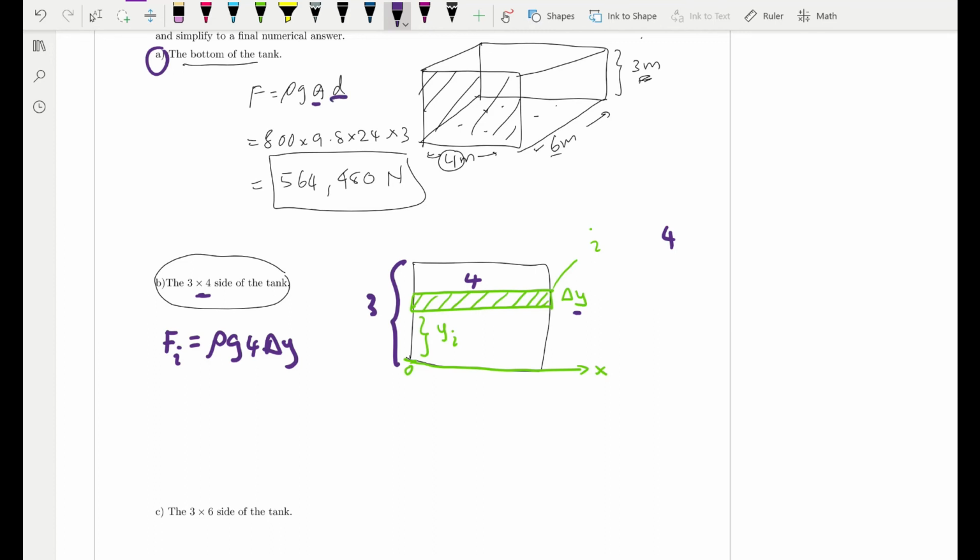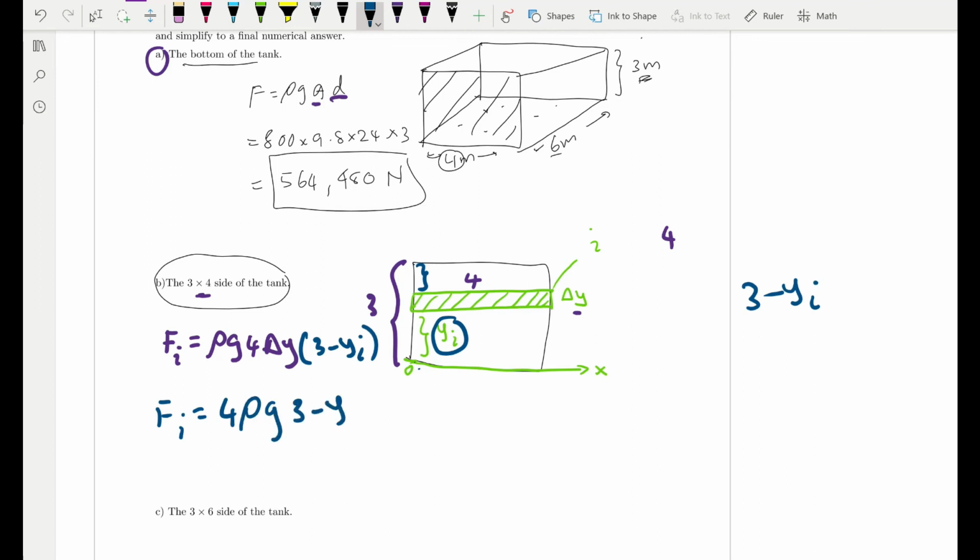And what's the depth? Depth means how far the slice is from the top of the water. They are asking for this distance, so it's 3 minus yi. That's why this yi is important, how far this slice is from the 0 axis. So it's 3 minus yi. So the force, I'm going to write it in a better organized way: 4 rho g (3 minus yi) delta y. Now that's the force on one slice.